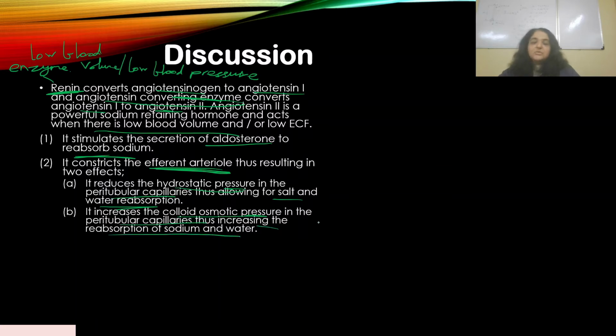So our job now is to increase the blood volume, correct? We need to increase the blood volume, the salt and the water content in our body. So it constricts the efferent arteriole, the arteriole that is becoming the peritubular capillaries. What happens? It reduces the hydrostatic pressure there, and this allows for salt and water reabsorption to happen. And in turn it increases the colloid osmotic pressure in the peritubular capillaries, thus increasing the reabsorption of sodium and water. We'll come to that.